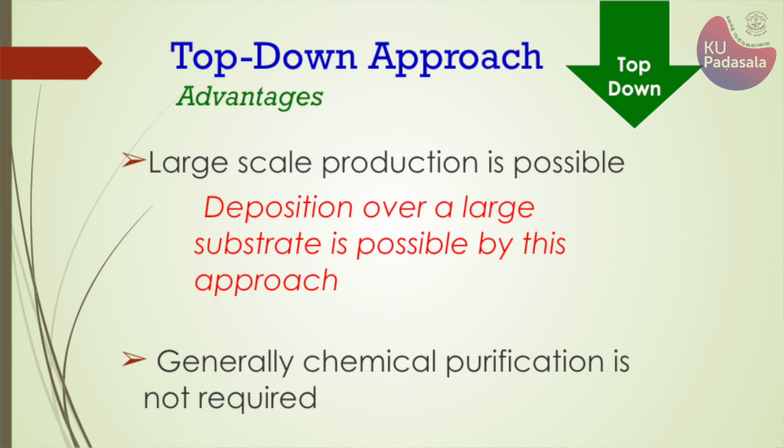Now, moving on to advantages of the top-down approach. Large scale production is possible with the top-down approach. That is, we can prepare enormous quantities of nanomaterials based on the top-down approach. The deposition over a large substrate is possible by this method. Generally, chemical purification of the material obtained is not required. That's a very important advantage of the top-down approach. That's all about the discussion on the top-down approach.